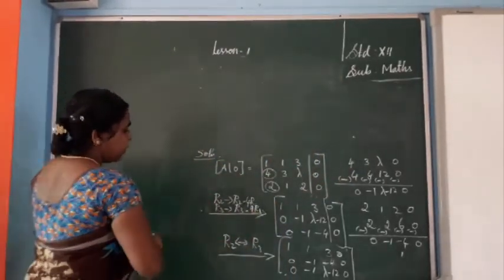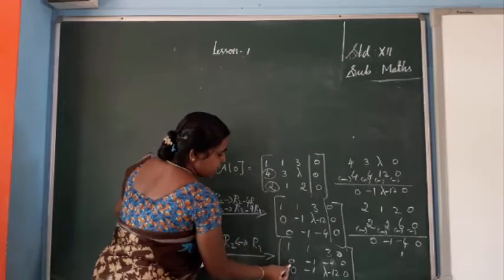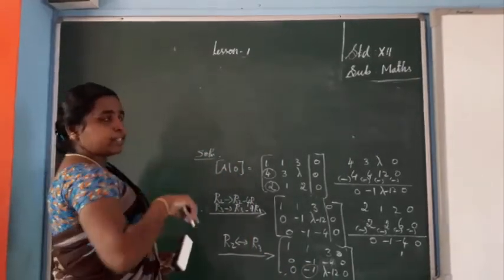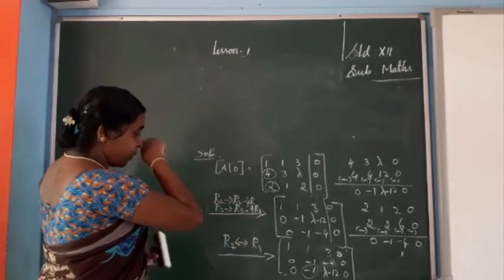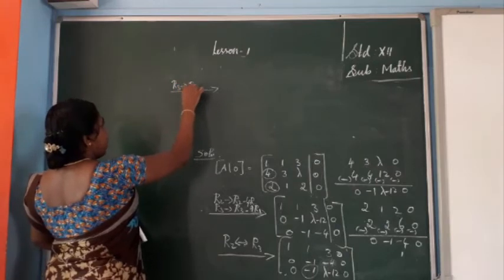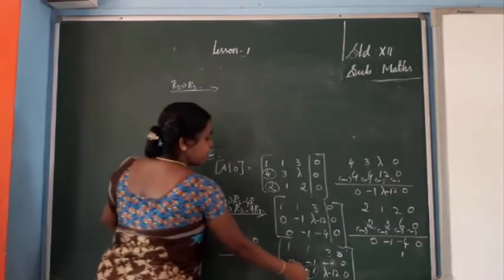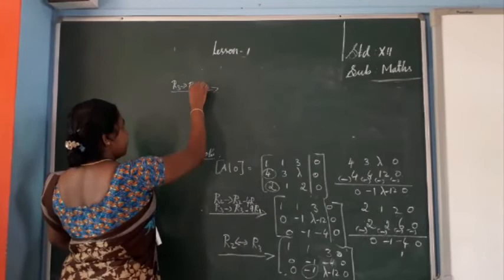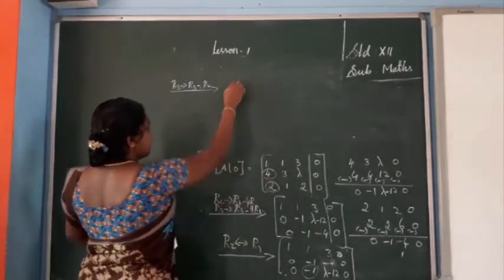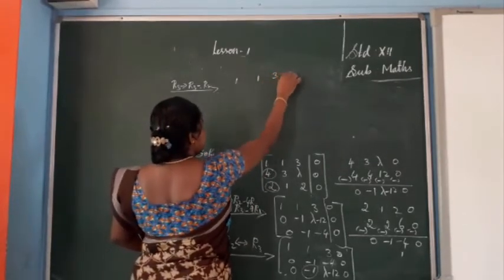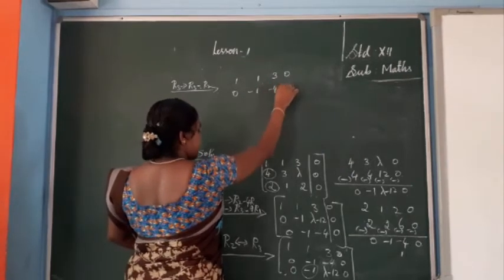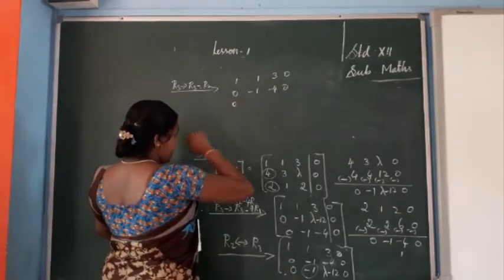Okay, next you see the first column, instead of 1 we need 0, isn't it? So you have to use R2 and we want to eliminate that minus 1. So R3 gives R3 minus R2. Just if we are subtracting, it will become 0. So 1 1 3 0. Next 0 minus 1 minus 4 0. 0 minus 1 plus 1 is 0.